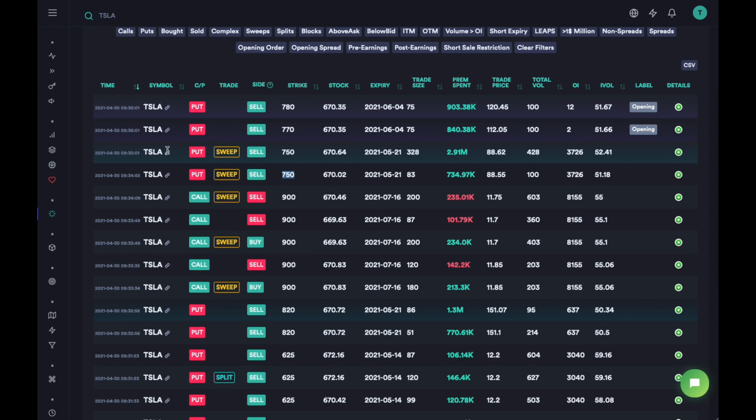So this contract in your brokerage might be called sell to open a put, and this might be called sell to open a call, and this would be called buy to open a call. So you just know what these sell calls, sell puts, buy calls, and buy puts mean, and whether the expectation is a bearish one or a bullish one.